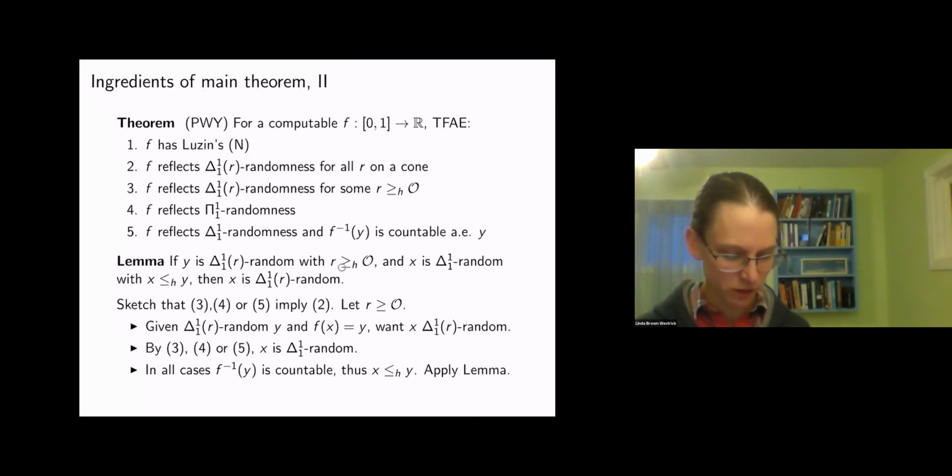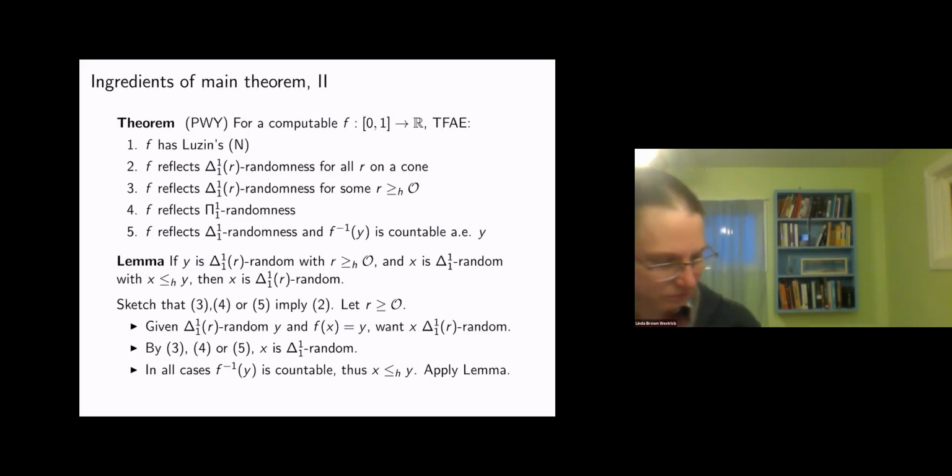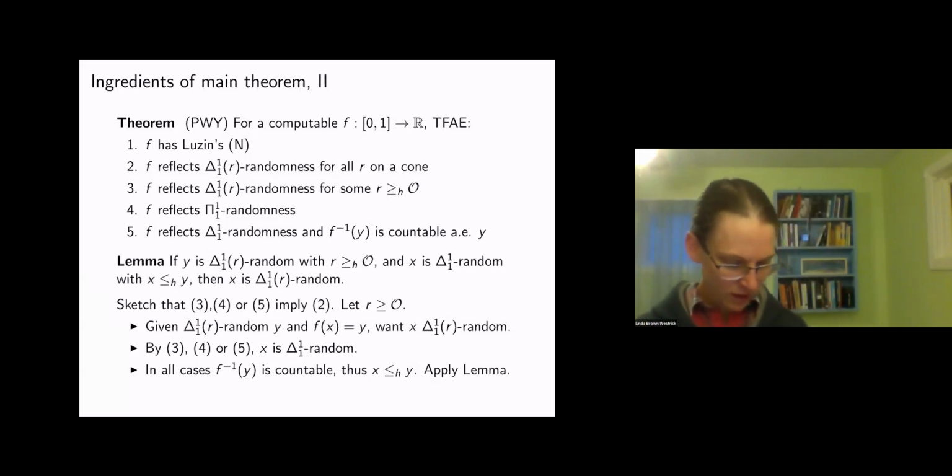How super random are we going to assume that Y is? Well, let's say at least delta 1, 1 R random with R hyp above O. All right, so then to see that any of these 3, 4, or 5 imply 2, fix some R that is greater than O. That's for cases 4 and 5. If you're in case 3, if you just know that F reflects delta 1 R randomness for some big R, then just pick this R to be bigger than that R as well.